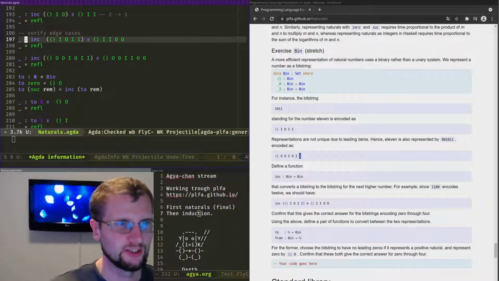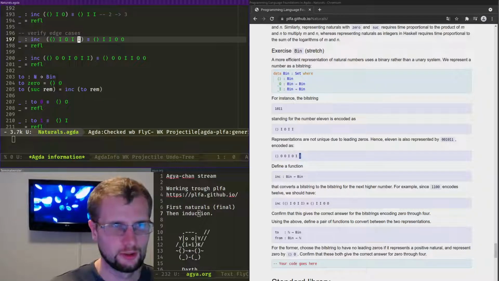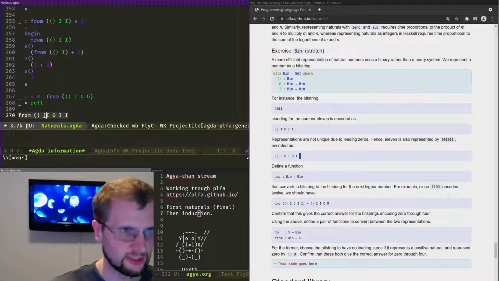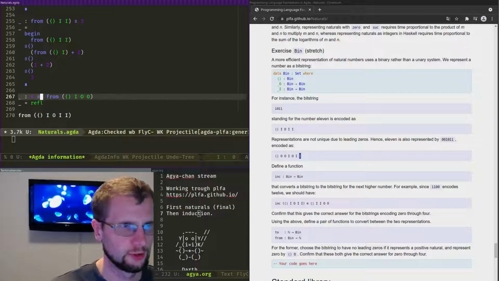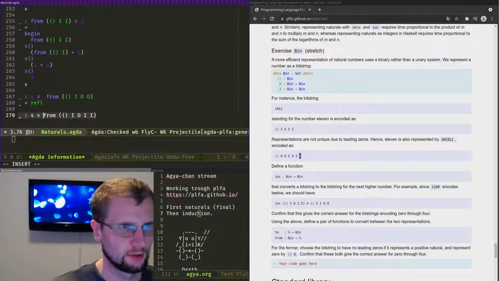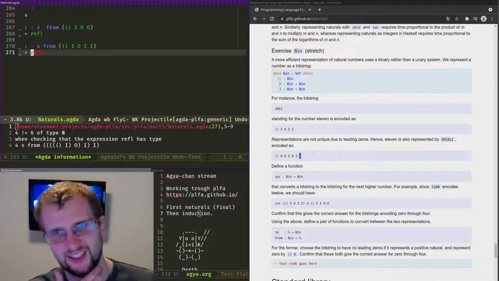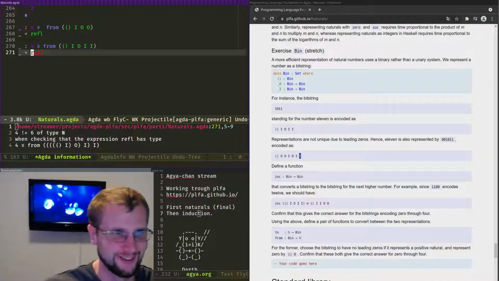Verify edge cases. So what is this? Hence 11 is also represented by 0 0 0 1 0 1. I can type these things now. Should be equal to 11. No, 6. But we didn't have to check up till this high, so we'll just move on.